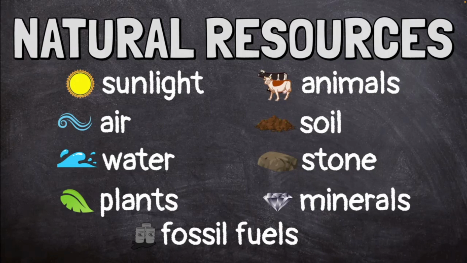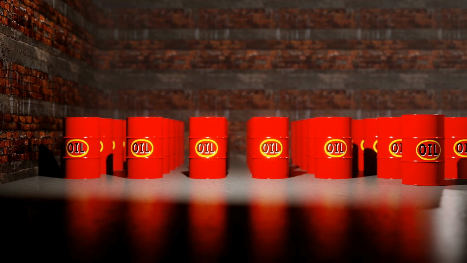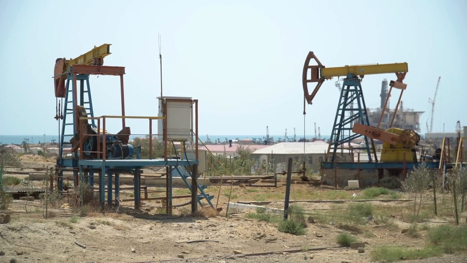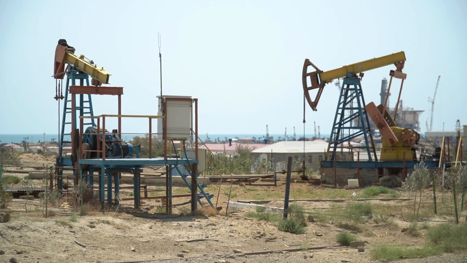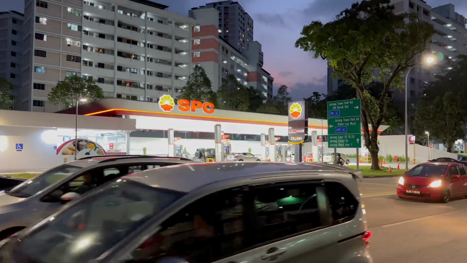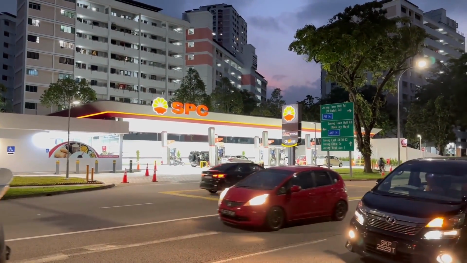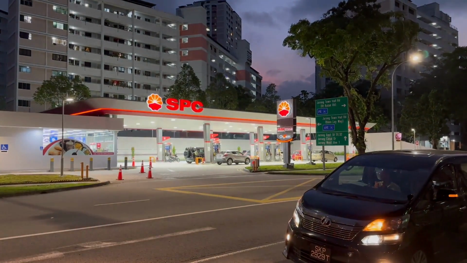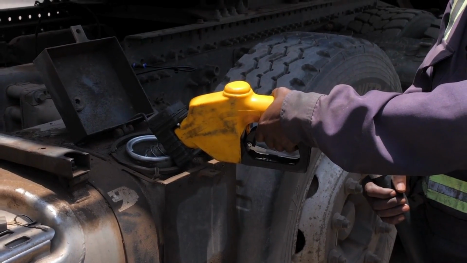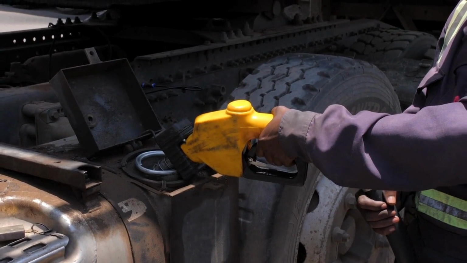We even use natural resources to make other resources. For example, oil is a natural resource. We can't make oil. We have to find it underground. Then we use oil to make gasoline, which powers our cars. Gasoline is a synthetic or man-made resource. It doesn't occur in nature in that form.